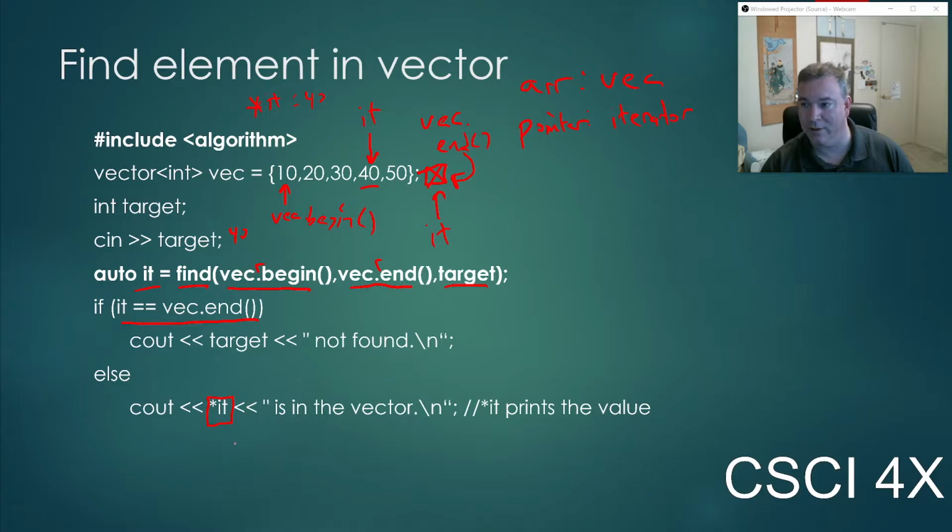It's the thing it's pointing to. It dereferences the pointer. So if you find it, you can print out 40 in the vector. If you couldn't find it, it's going to print out 40 not found. And instead of star it here, I could have used target because it's pointing at 40 and we were searching for 40. So they're more or less interchangeable.